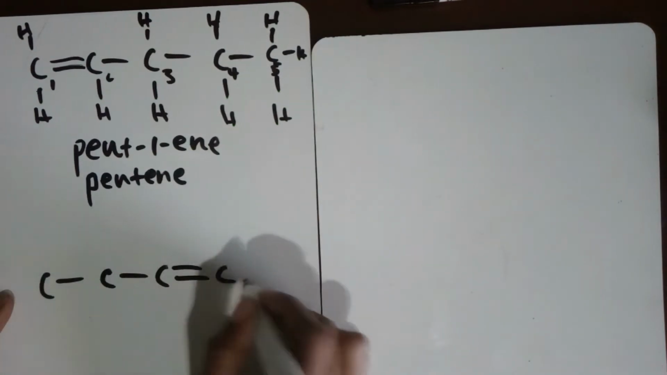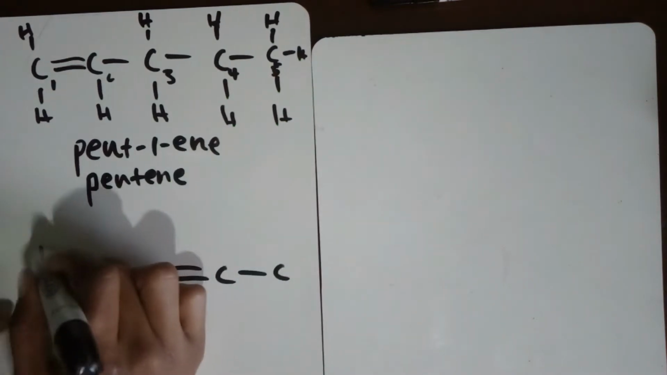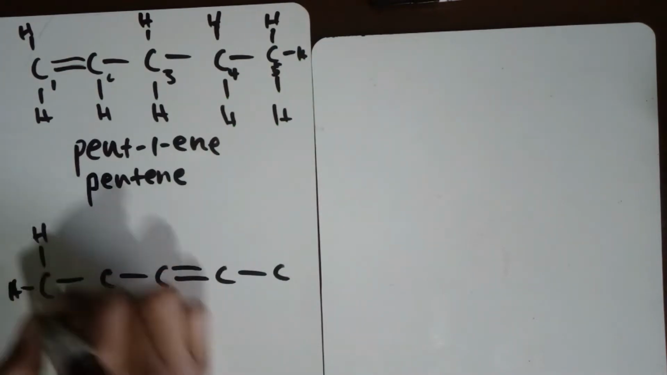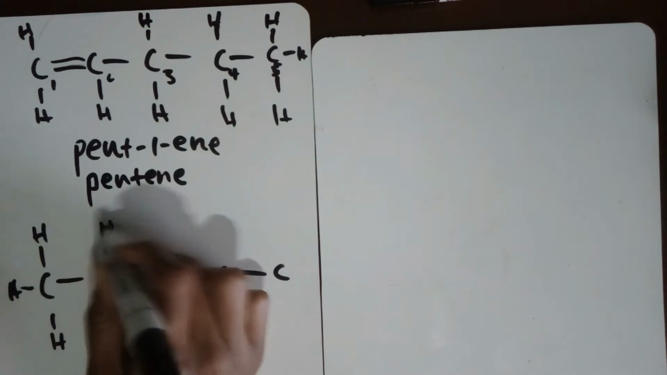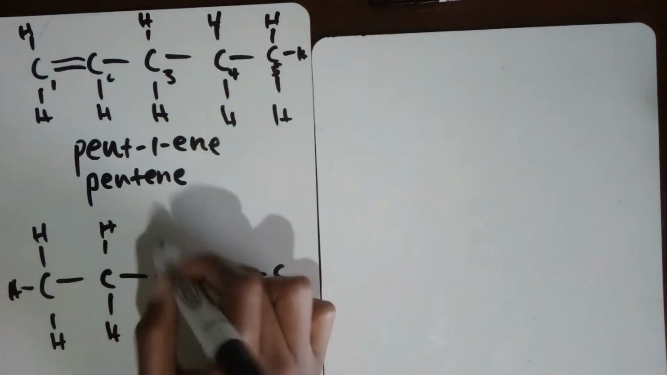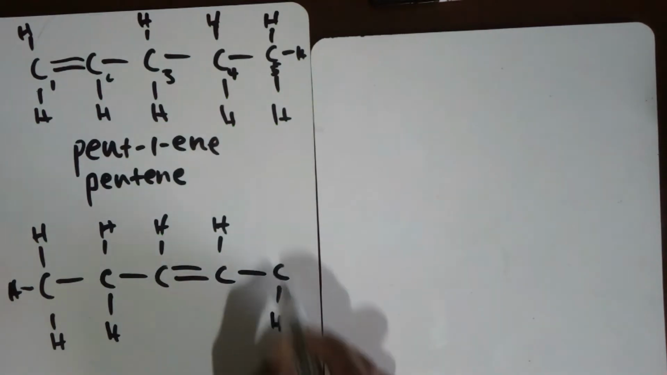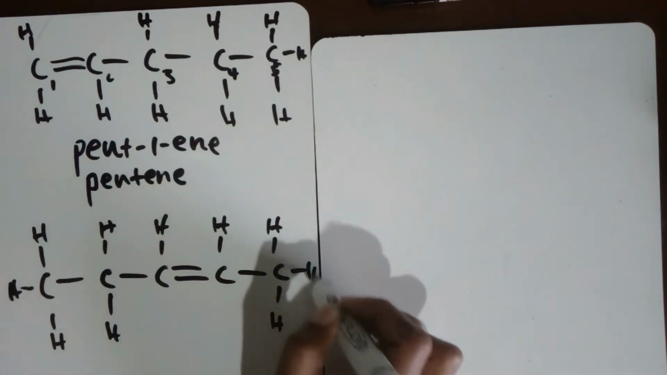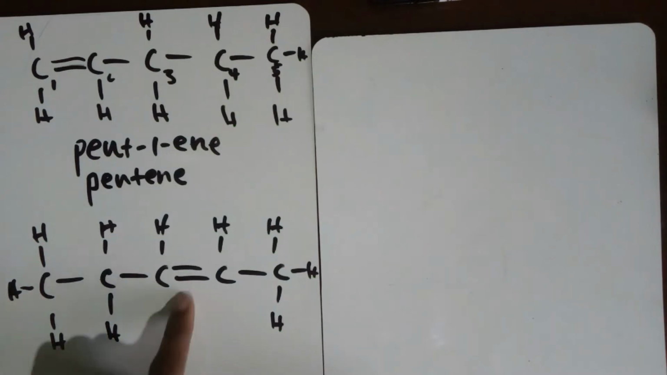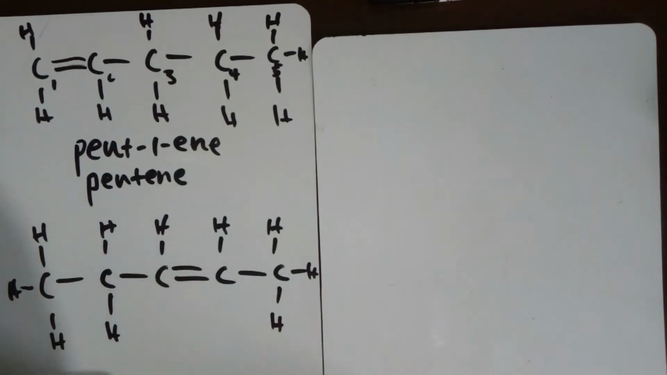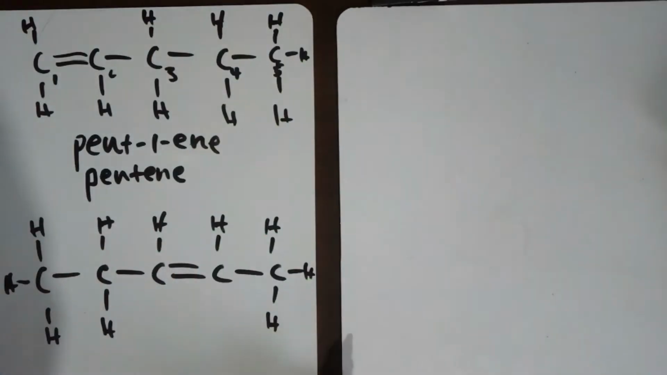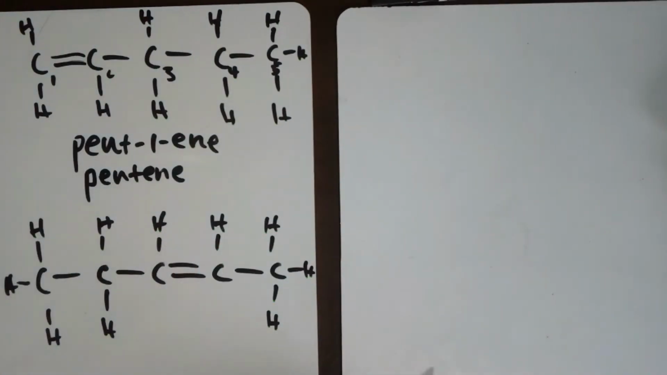So that double bond was there, and then we add the hydrogens. Okay, so now we see that the double bond is not on the first carbon, starting from either side. So we have to start our numbering. Remember, we have to start our numbering beginning at the carbon nearest to the functional group.